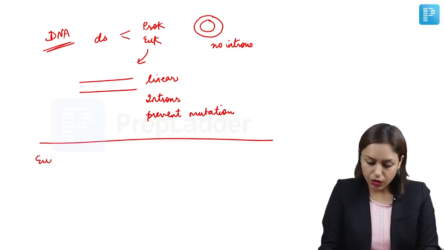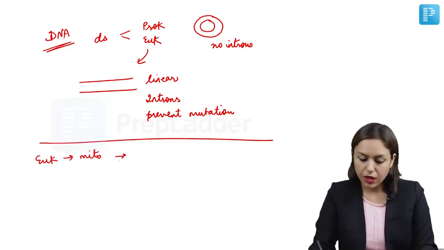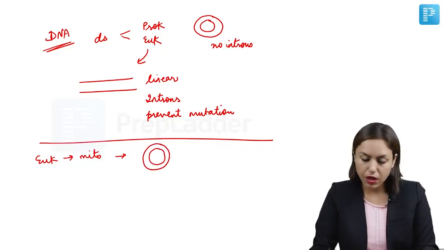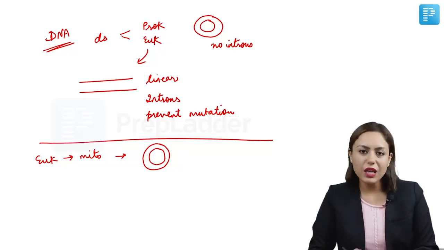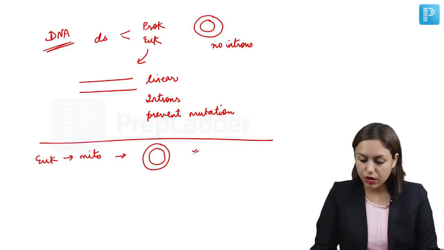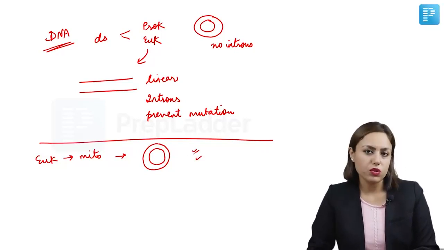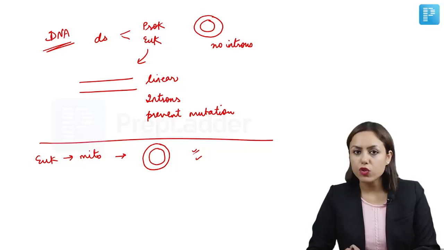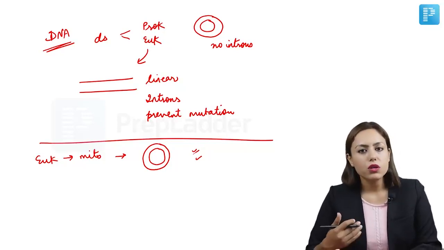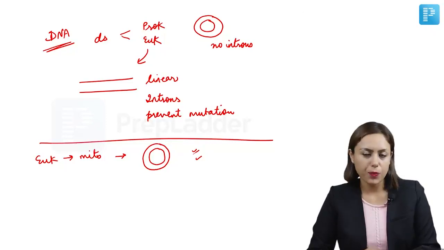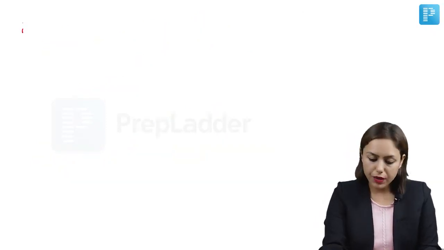But in eukaryotes, mitochondria is there. Mitochondria is the same as prokaryotic DNA. Although mitochondria is present in eukaryotes, the DNA of mitochondria is like prokaryotes, circular double-stranded with no introns. So there are more chances of mutation in mitochondrial DNA as compared to the eukaryotic nuclear DNA, right? Then what is palindrome?